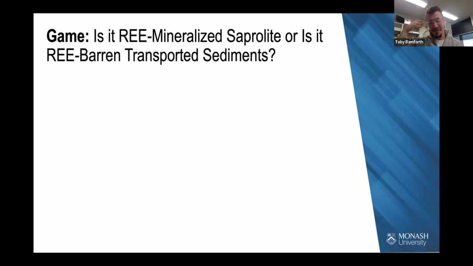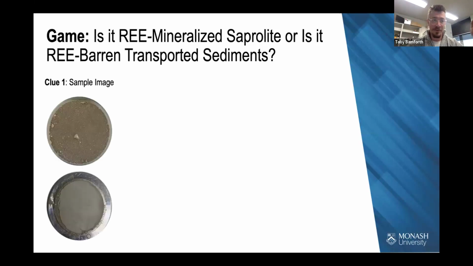It's really, really simple. We go through the clues. I'll give a clue each time, and then we can judge whether we'd be confident in determining whether this particular sample is a mineralized saprolite or whether it's a barren transported sediment. So the first clue is an image of the sample.